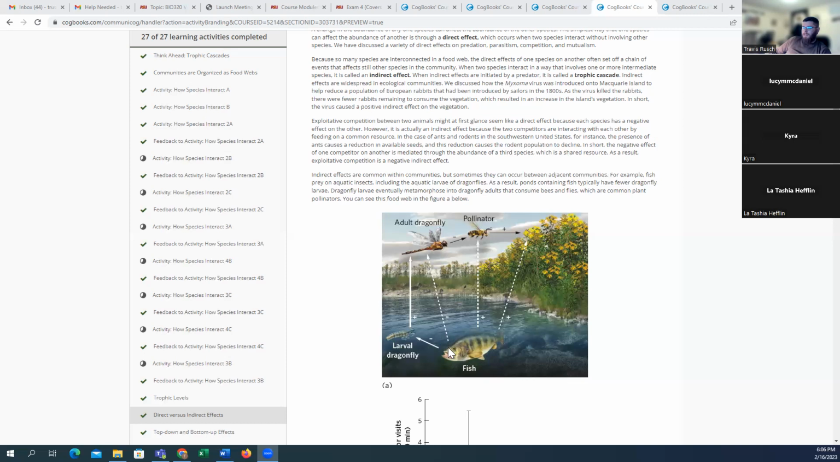So how can the fish have a direct interaction with the larvae? How does that indirectly affect the adults? Can you repeat the question? So we know that the fish has a direct interaction with the larvae, but there's a line indicating that it has an indirect effect on the adult dragonfly. How would we describe that indirect effect? How does it affect the adult dragonfly's population?